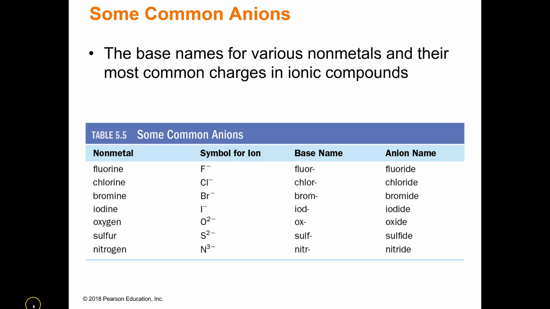To name ionic compounds, you'll need to recognize the base names of common nonmetal anions. For example, F- becomes fluoride, O2- becomes oxide, and N3- becomes nitride. These roots are used consistently across compound names, so they're worth memorizing.